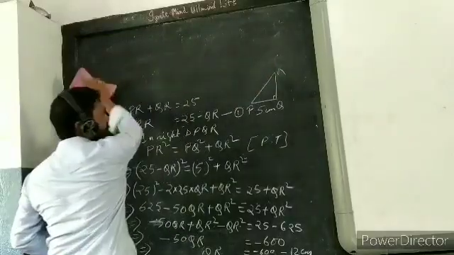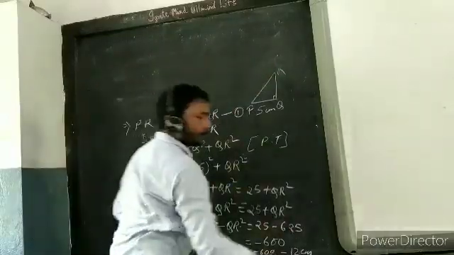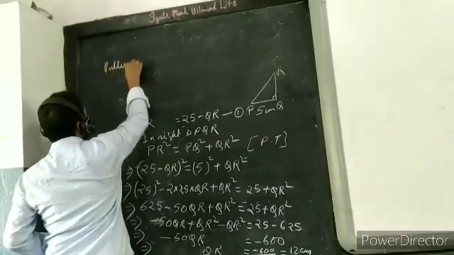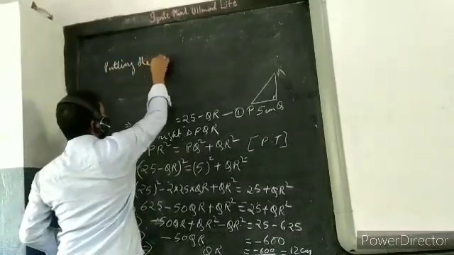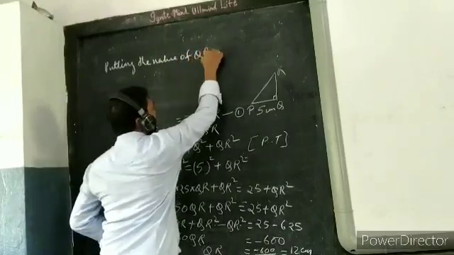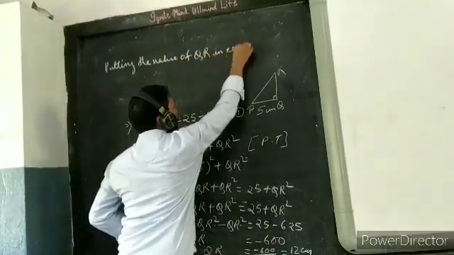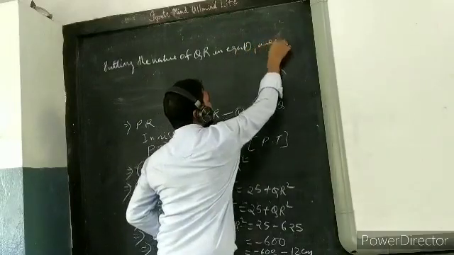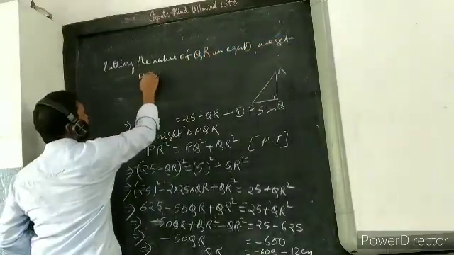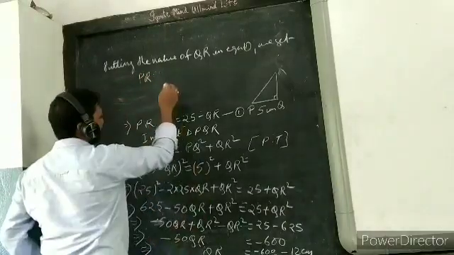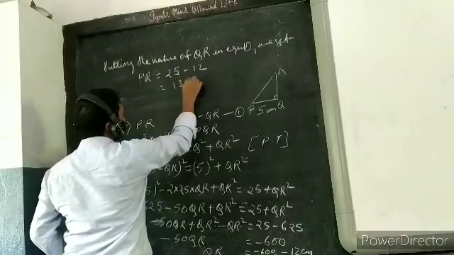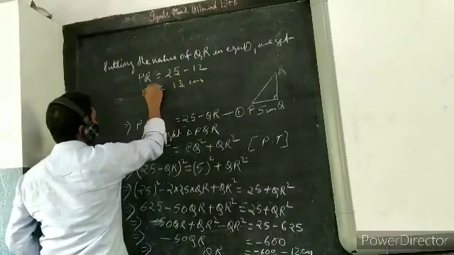I am rubbing this one, up to this part. Now we will write, putting the value of QR in equation 1 we get... I know that you all got the answer, but I have to keep PR equal to 25 minus 12, equal to 13 centimeter, which is PR.